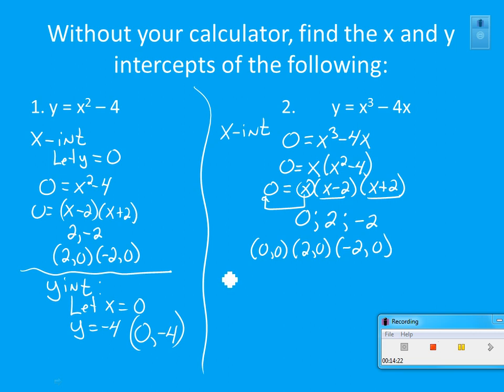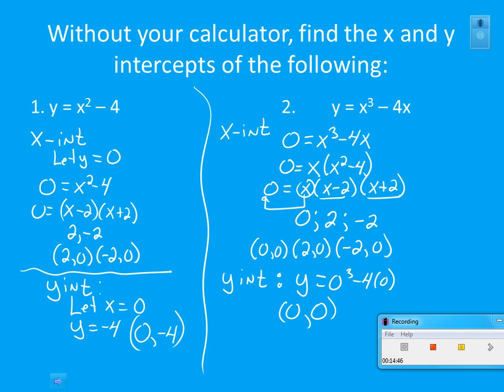To find the y-intercept, let's let x be 0. And if I do that, I got 0 cubed minus 4 times 0. So it looks like I got a y-intercept also at the origin, so (0, 0). So that's all there is so far. Here's your number 3. Even though it's a radical, don't get caught up in how hard it is.